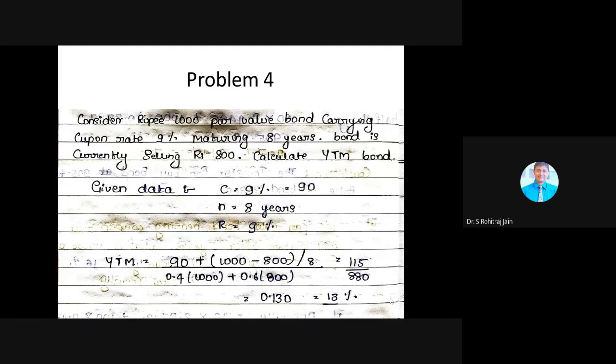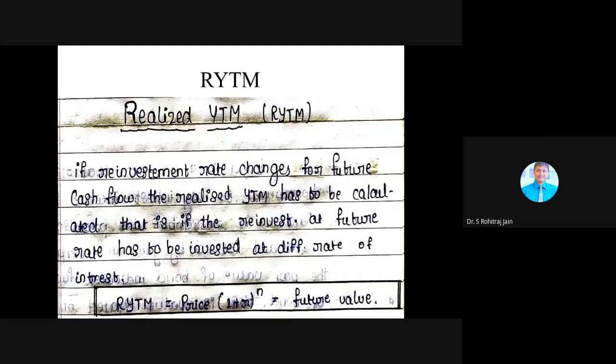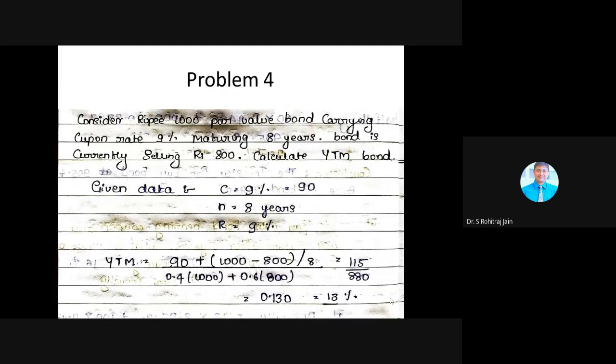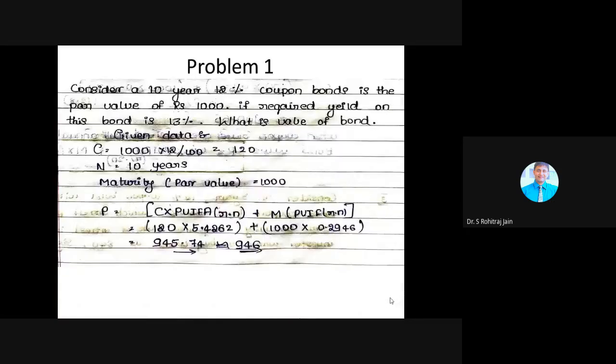Okay. Now, I will go to the next type, that is called realized yield to maturity. Just now, how many types of problems have we solved? First, please see the screen. First we solved how to calculate the price of the bond, given the coupon rate, the required yield on the bond, the number of years to maturity, and the par value or the maturity value of the bond. They have given all these parameters. We understood how to calculate the price of the bond using the formula C multiplied by PVIFA R comma N plus M multiplied by PVIF R comma N.